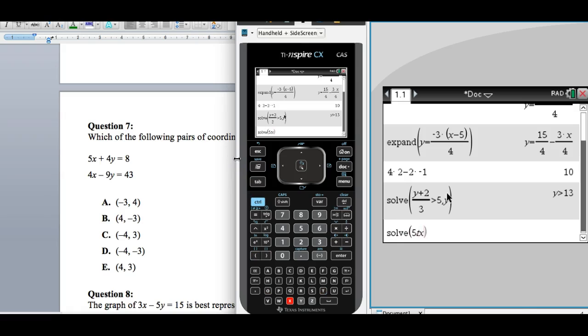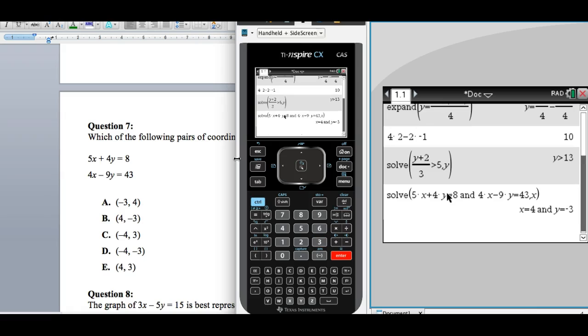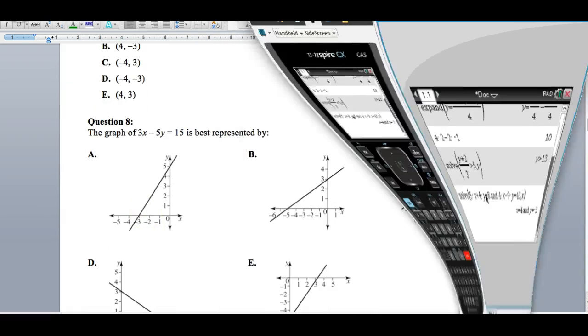And if you were unable to answer this question, I really would love to know how you did simultaneous equations, because this is what I emphasize using the calculator. Okay, so we solve the two equations, comma x, and you get x equals 4, y equals -3. So the point is (4, -3). So where are we? B. Okay, let's just get rid of that for now.